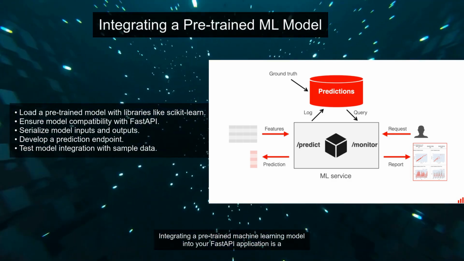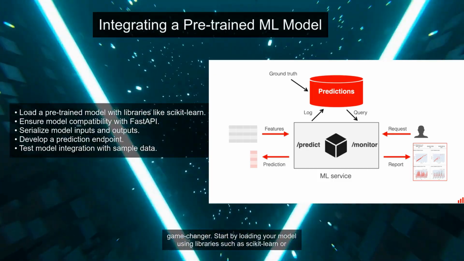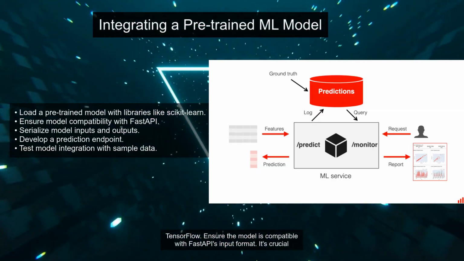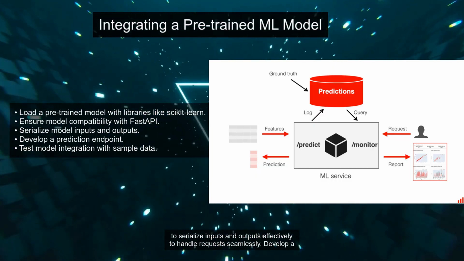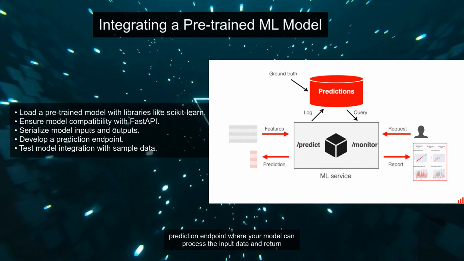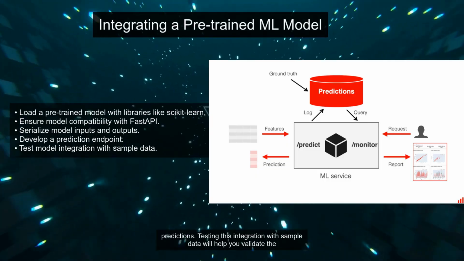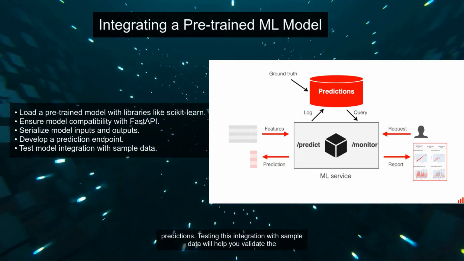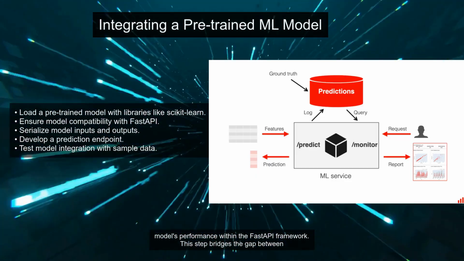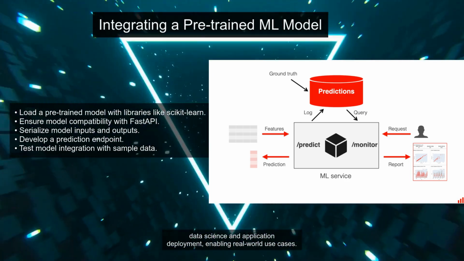Integrating a pre-trained machine learning model into your FastAPI application is a game changer. Start by loading your model using libraries such as scikit-learn or TensorFlow. Ensure the model is compatible with FastAPI's input format. It's crucial to serialize inputs and outputs effectively to handle requests seamlessly. Develop a prediction endpoint where your model can process the input data and return predictions. Testing this integration with sample data will help you validate the model's performance within the FastAPI framework. This step bridges the gap between data science and application deployment, enabling real-world use cases.